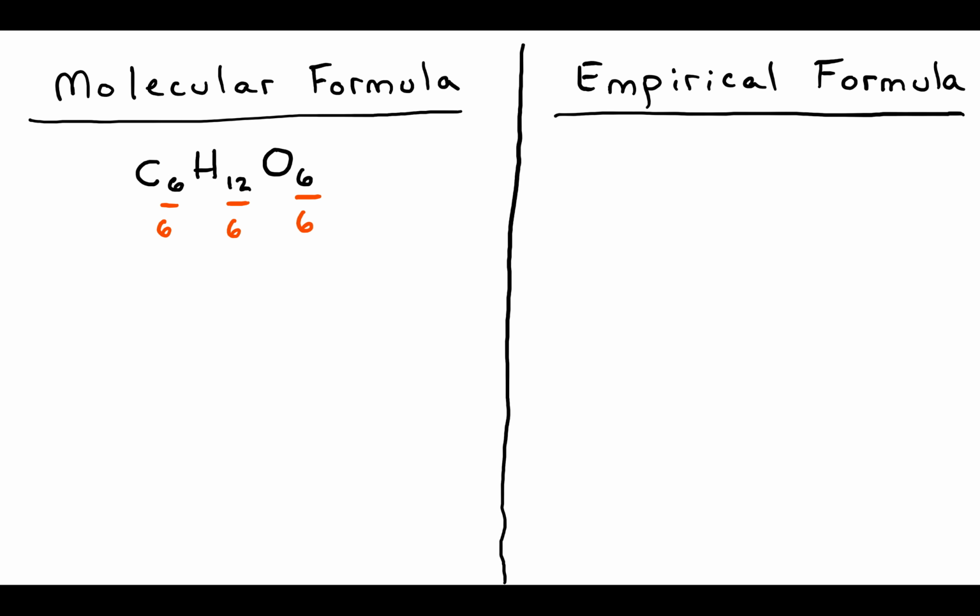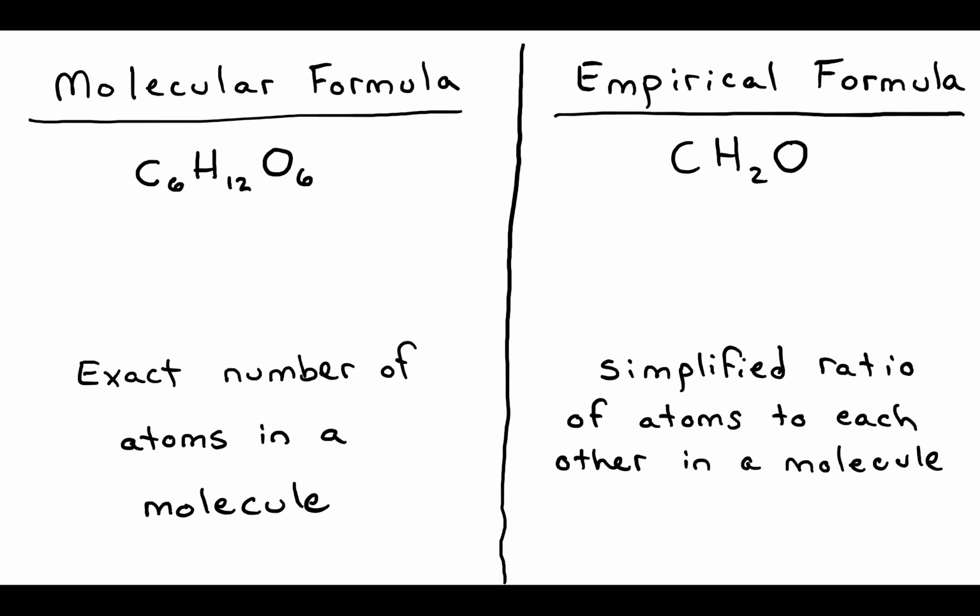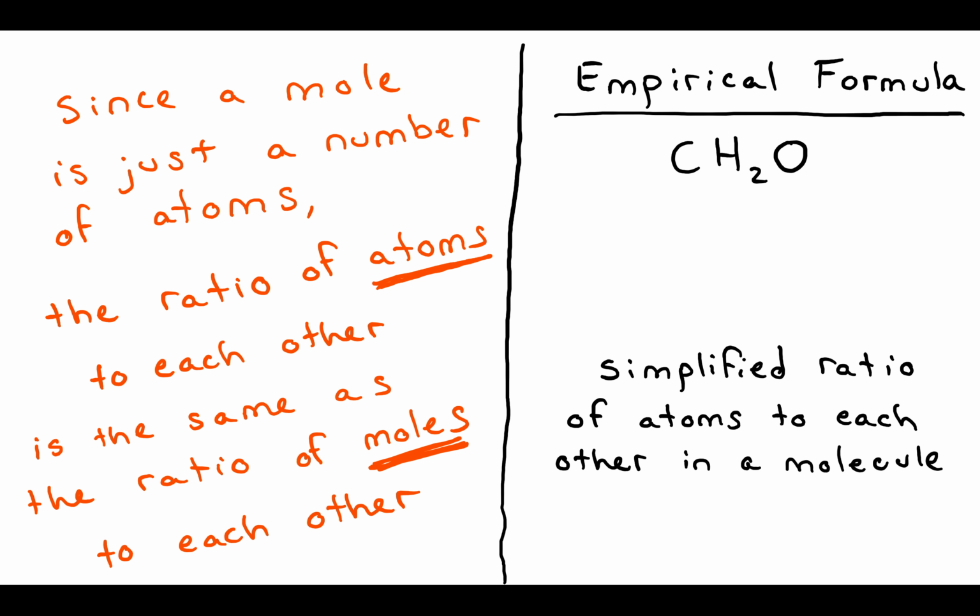If you were to take each of those atoms and divide them by the lowest common multiple, in this case 6, so that you reduce the numbers just to get the ratio, then you'd get the empirical formula. So while the molecular formula gives you the exact number of atoms in a molecule, the empirical formula just gives you the simplified ratio of atoms to each other in the molecule. For example, you'd have 1 carbon atom for every 2 hydrogen atoms.